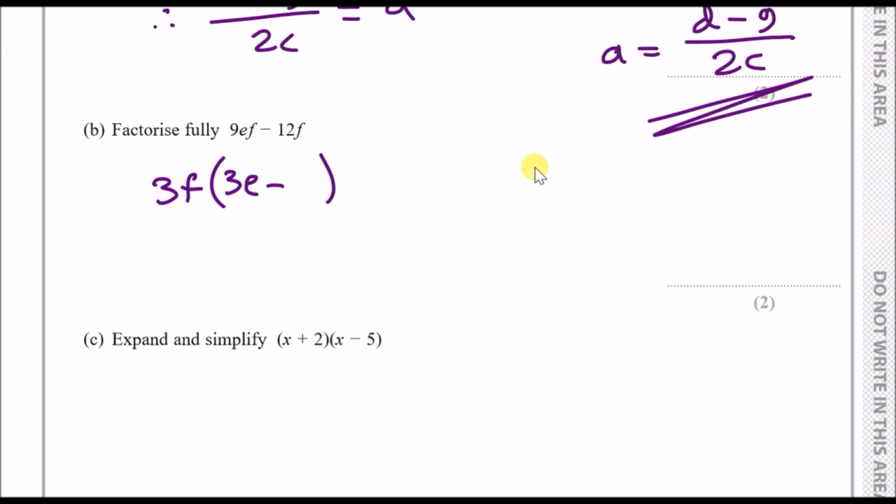Then you write a minus sign. Then we say, okay, 12 divided by 3 is 4, and F divided by F is gone. So this is your final result.